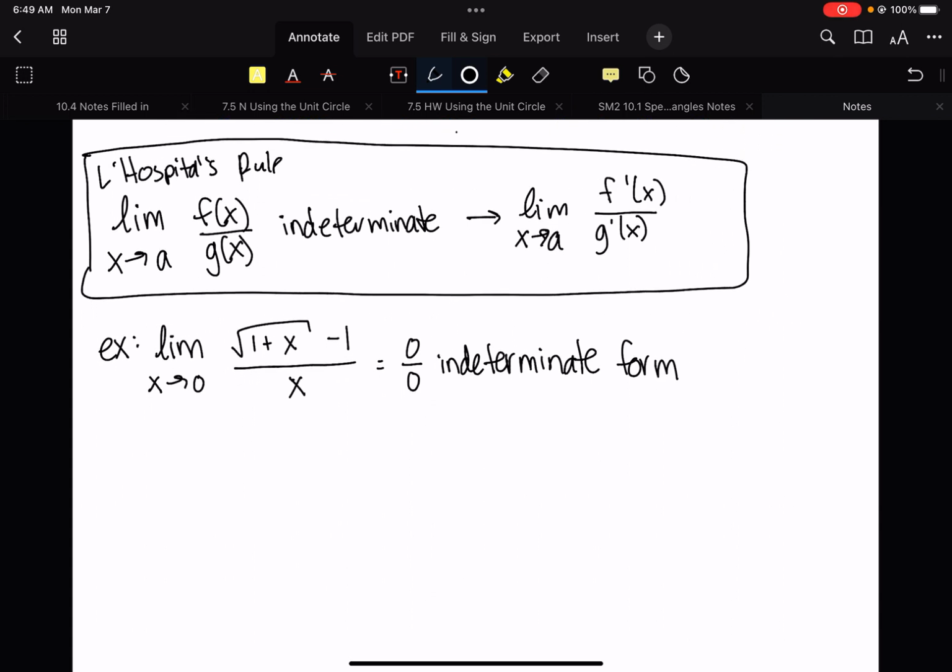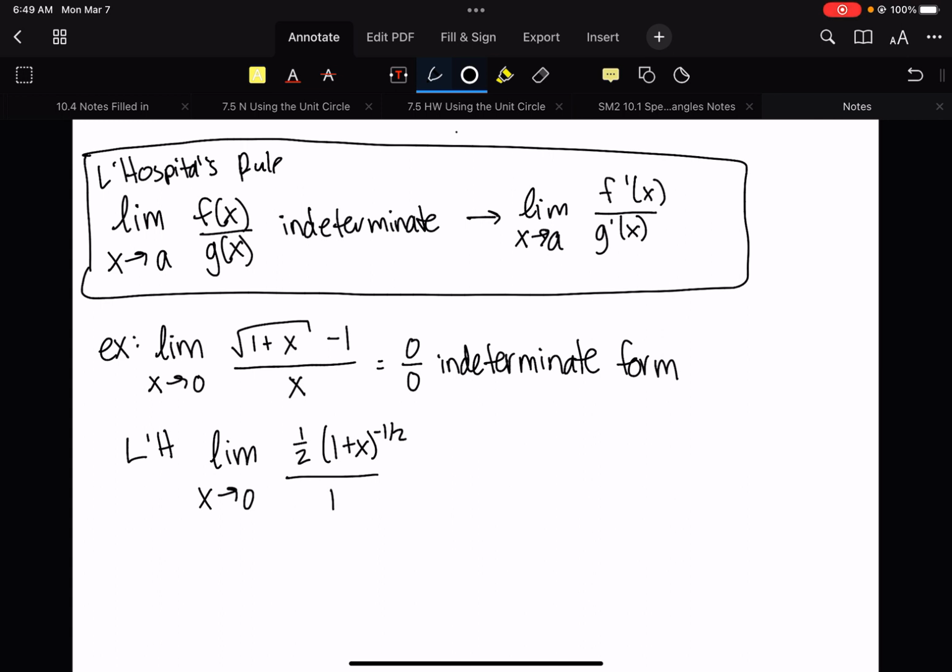To use L'Hopital's rule, first you need to indicate that you're going to use it. I usually just put an LH for L'Hopital, but you could also spell out the whole thing. This original limit is equal to the limit as x approaches 0. And then I need to take the derivative of the top. So I'm going to do the chain rule: 1/2 times 1 plus x to the negative 1/2, multiplied by the derivative of the inside, which is 1. Remember that the negative 1, its derivative will just be 0. And then take the derivative of the bottom.